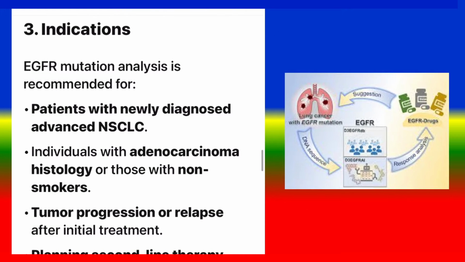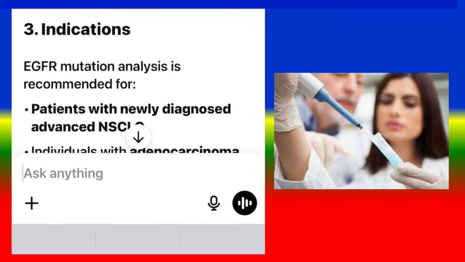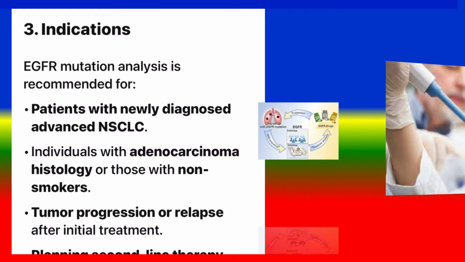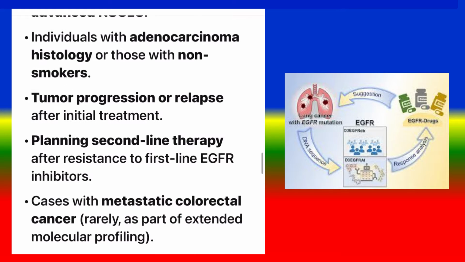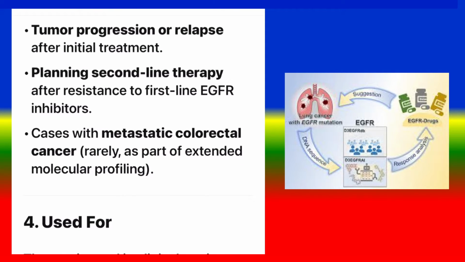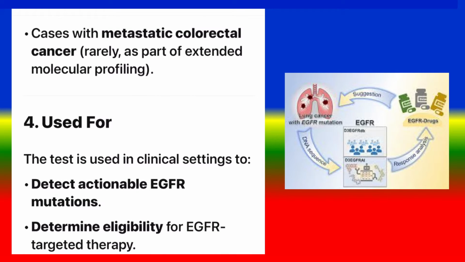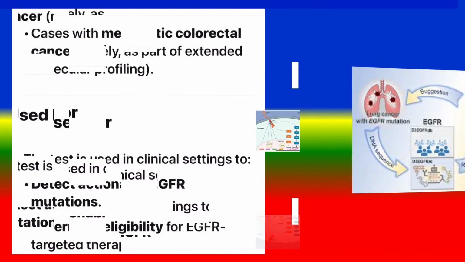3. Indications. EGFR mutation analysis is recommended for patients with newly diagnosed advanced NSCLC, individuals with adenocarcinoma histology, or those who are non-smokers. Tumor progression or relapse after initial treatment. Planning second-line therapy after resistance to first-line EGFR inhibitors. Cases with metastatic colorectal cancer, rarely as part of extended molecular profiling.